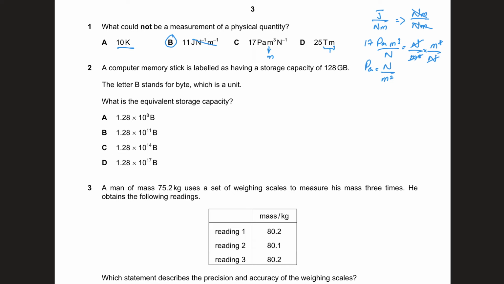This here is terameter, it's a unit. So the only option which has no unit is B, hence this could not be. There's a chance that this is not a physical quantity.